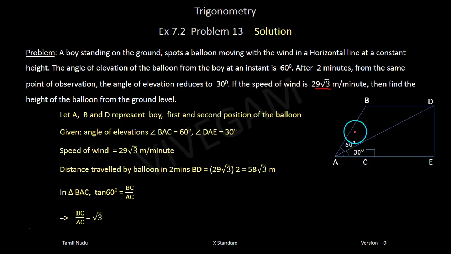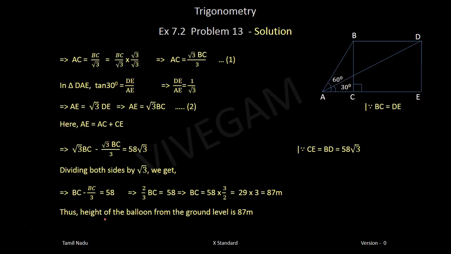Now, let's work out the relationship, getting everything in terms of BC. What is tan 60? Opposite by adjacent, which means tan 60 is root 3. So BC by AC is root 3, or BC equals root 3 AC. So this is one relationship.